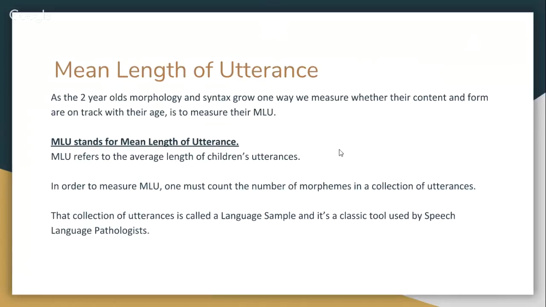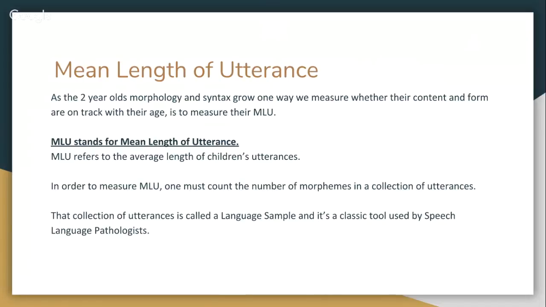So as I said, when we're talking about vocabulary, and I mentioned MLU, you do need to know that MLU stands for mean length of utterance. As a speech language pathologist, or a speech language pathology assistant, it is important for you to understand how to collect a language sample that would tell us what the mean length of utterance is of a child. So as the 2-year-old starts to combine words together, we begin to start looking at their MLU. And looking at their MLU tells us how their language is growing.